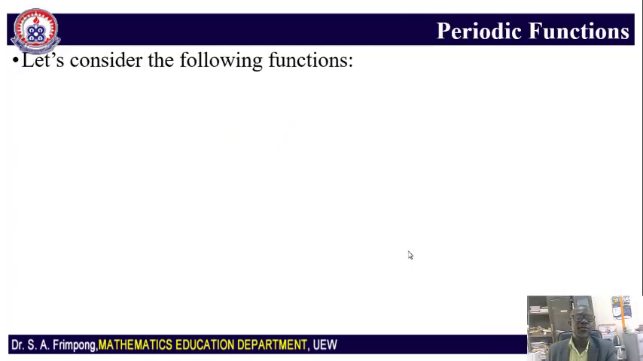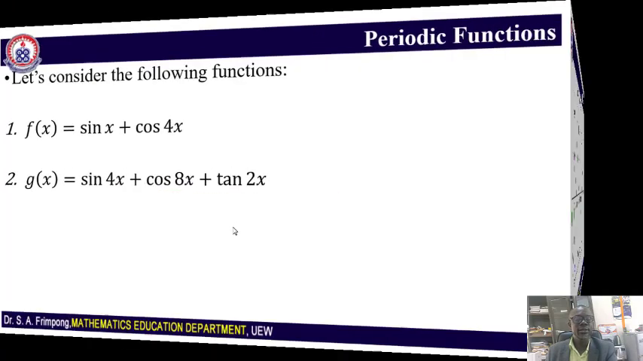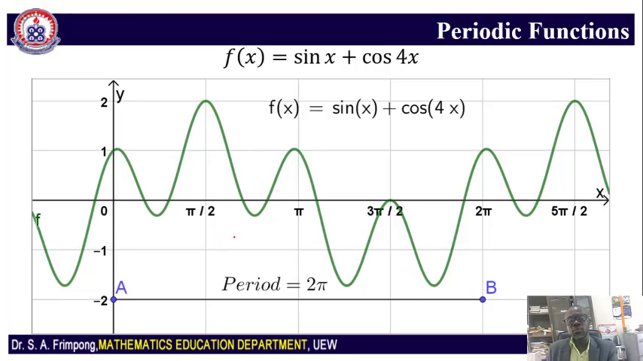Let's consider the following functions. I have f of x equals sine x plus 4 cos x. G of x equals sine 4x plus cos 8x plus tan 2x. We want to plot these two functions. This is the first one, f of x equals sine x plus cos 4x. And the period for this function is 2 pi.